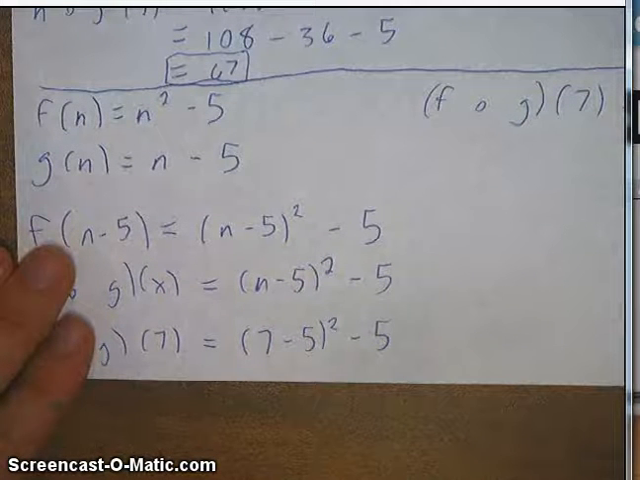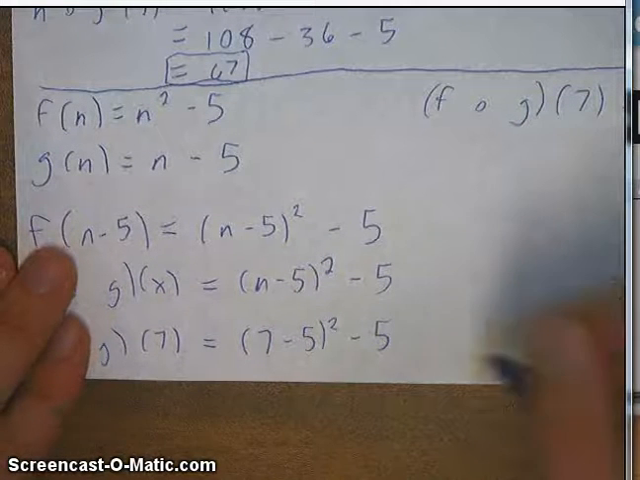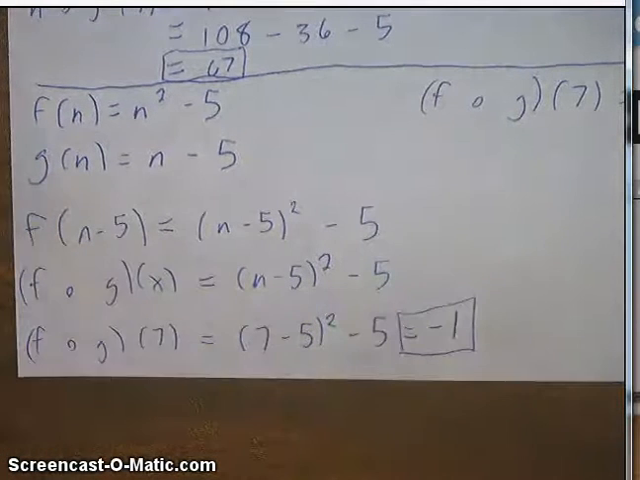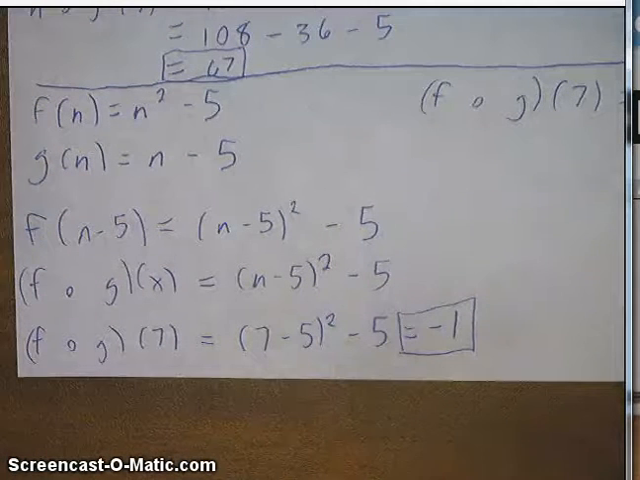7 minus 5 is just 2. 2 squared is 4. 4 minus 5 is negative 1. All right, that's it. That was finding inverses and compositions of functions.